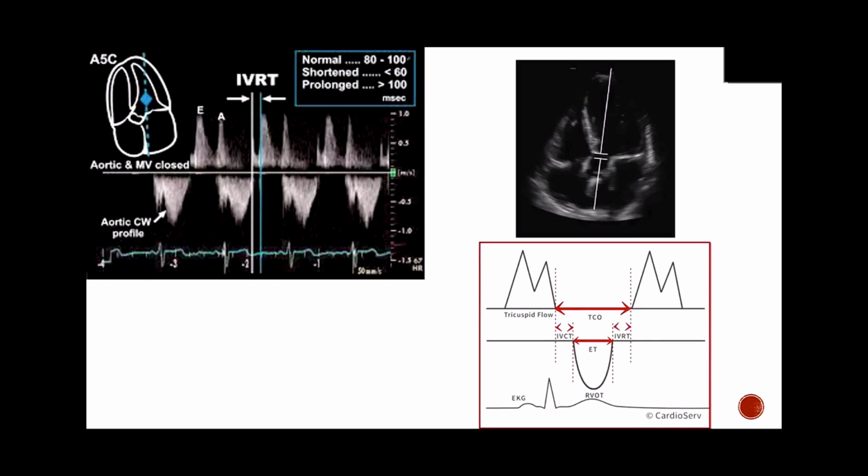Before. So that's the period in the beginning of diastole, before the mitral valve opens and there's flow across the mitral valve, right? That's our isovolemic relaxation time. How do we obtain what that time is?